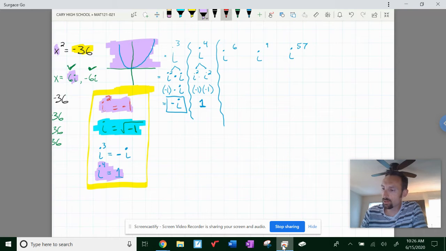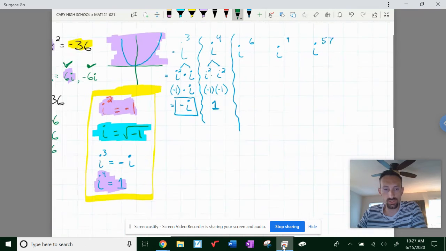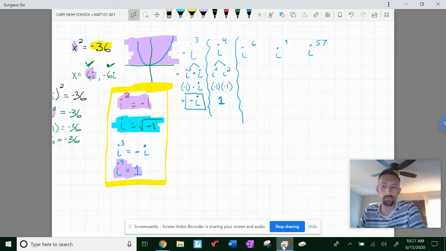And so when I do i to the 6th here, I'm going to try to use that as often as possible, because when I multiply a number by 1 times 1 times 1 times 1, you can see that that's just going to be 1. That's not going to change the value. So this is called an identity. i to the 4th is the identity, meaning that when I multiply a number by i to the 4th, it doesn't change its value, because i to the 4th is really just 1.